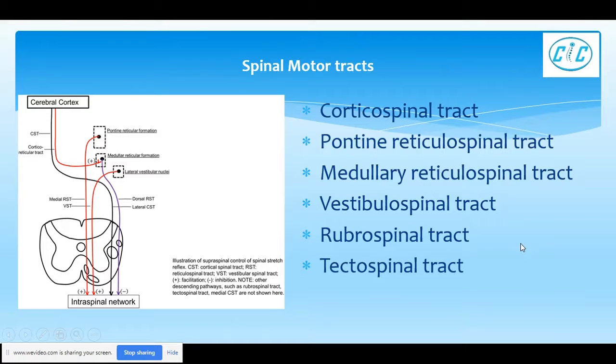The tectospinal tract, which comes from either the superior colliculi or inferior colliculi, comes down to control the upper and midline parts of the body, more so to control the reflexes from visual or auditory inputs to deal with the movements of the neck and the upper extremities.